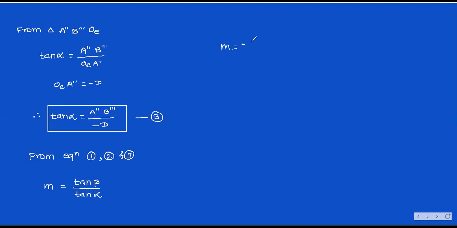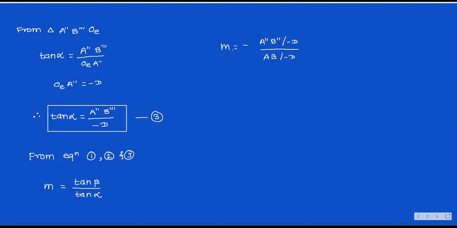A double dash, B double dash divided by D. Okay. So this is minus D, yes or not? I will write it again. So this is minus. Now this one, tan beta value, what we are having? A double dash, B double dash divided by minus T total divided by AB by minus D.